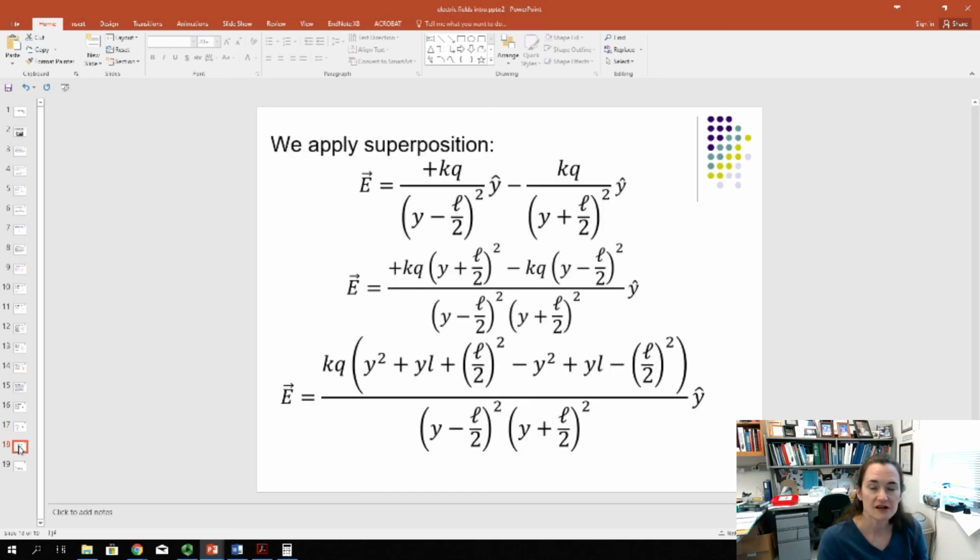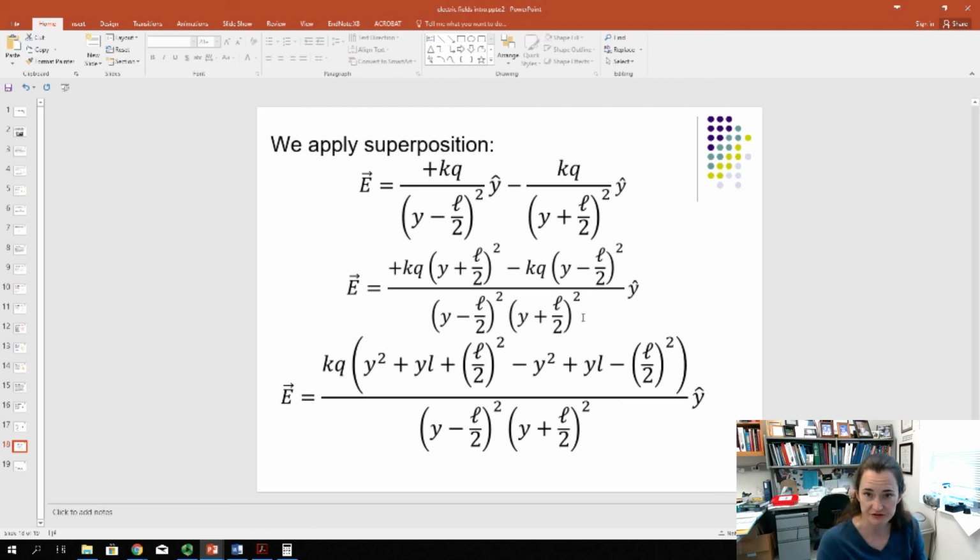Okay, now that I've written down my magnitudes, I'm going to put it in vector component form and sum it up applying superposition for my electric field. When I do that, I get my total electric field E is equal to plus kq over y minus L over 2 squared in the y-hat direction. That's due to the positive charge. Now, from the negative charge, minus kq over y plus L over 2 quantity squared in the y-hat direction. Now I have to add these two vectors. So they have different denominators there, right? They're both in the y-hat direction, so the vector addition is pretty simple here.